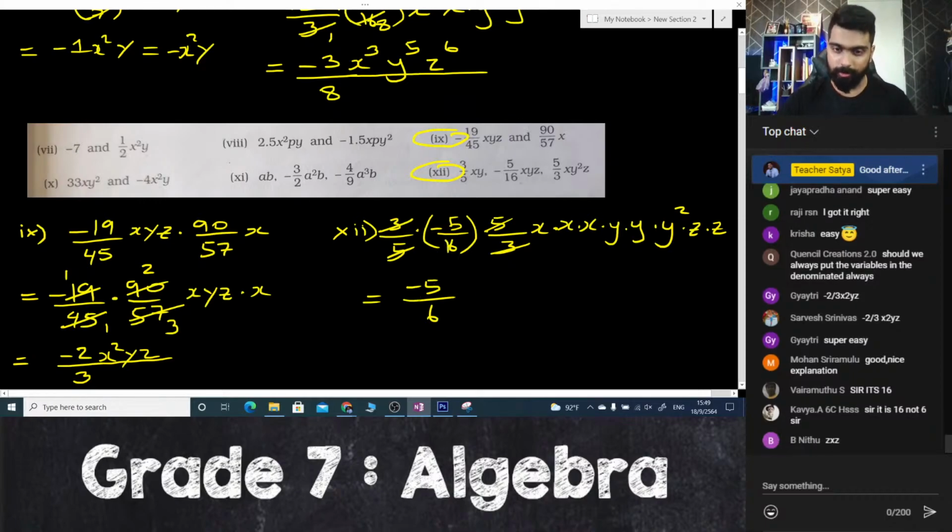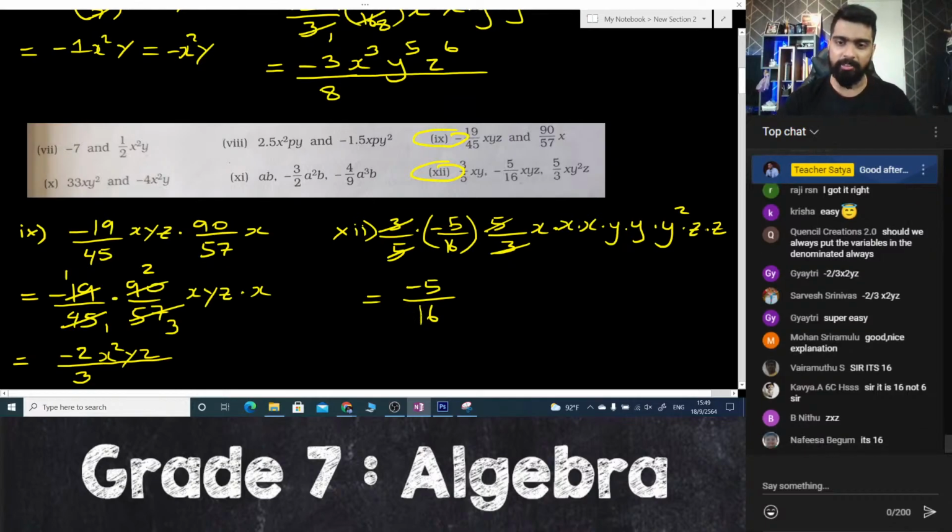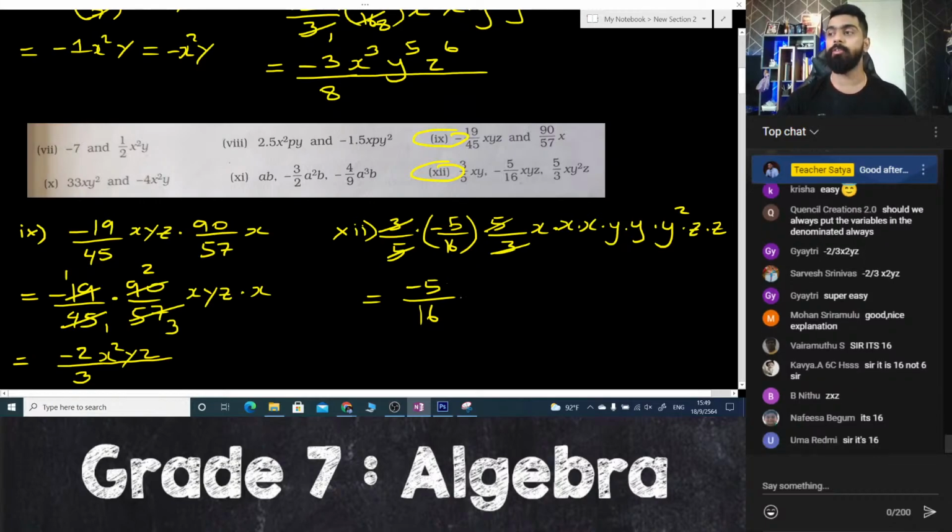It's 16, right? 16. Thank you for letting me know again. I don't know why I keep seeing 16 as 6 all the time. So it's negative 5 over 16, right?